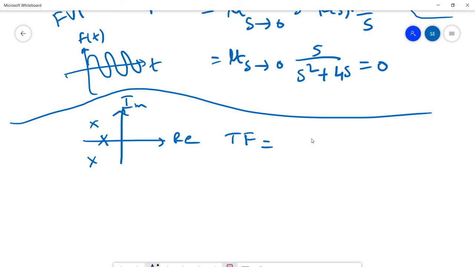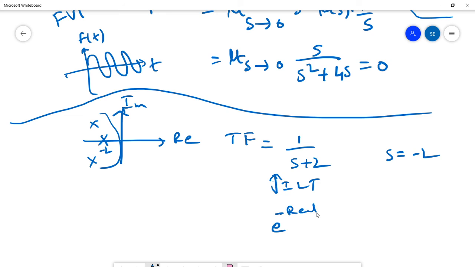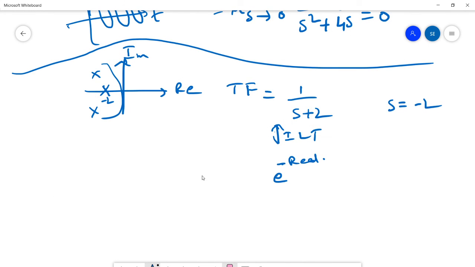Transfer function is equal to 1 by s plus 2, s equal to minus 2. So we are taking a pole at left hand side. That means it is a stable pole, right? For this function, if you apply the inverse Laplace transform, what we get is e power minus some real value. So what is the exponential power, minus real value? It is a decaying function, exponentially decaying function, right?